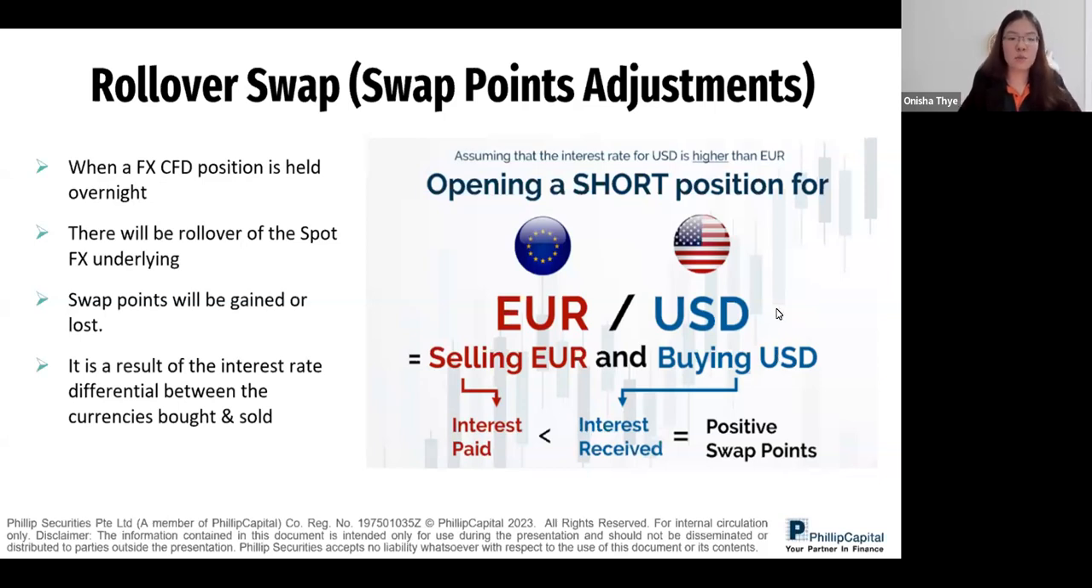Let's say, for example, assuming that the US interest rate is higher than the Euro. By opening a short position for Euro USD, you are selling Euro and buying USD. When you sell Euro, you will need to pay interest. When you buy the USD, you receive interest. So when your interest received is more than the interest paid, you will get positive swap points. If your interest paid is more than interest received, then of course your swap points will be negative.